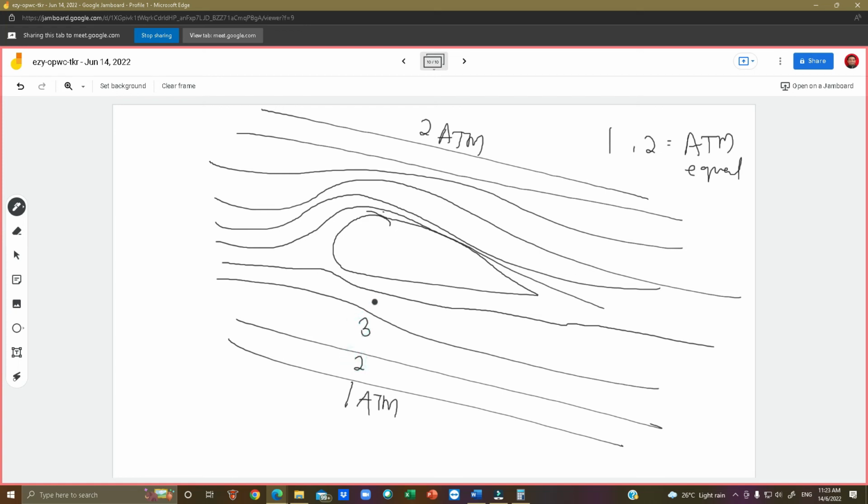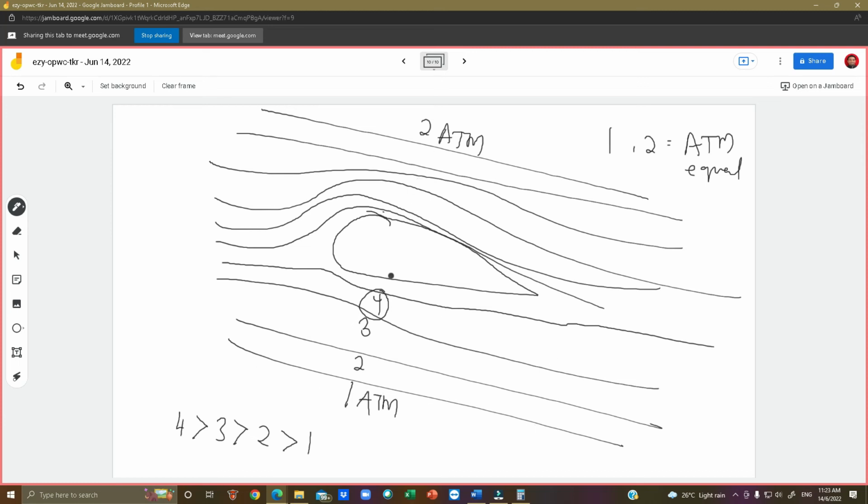2, 3, 4. Okay. Pressure here, okay, pressure number 4 is larger compared to pressure number 3, is larger compared to pressure number 2, is larger compared to pressure number 1. Means towards the aerofoil, the pressure increasing. Why? Because the speed decreasing compared to here lah.